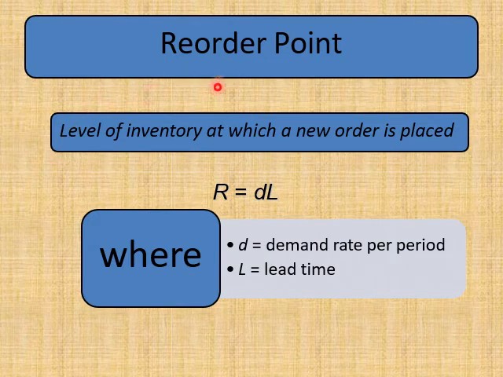This is the reorder point. The reorder point is the level of inventory at which an order is placed. R is the reorder point, which is the multiplication of D and L, where D is, as we already know, the demand rate per period, and L is the lead time.